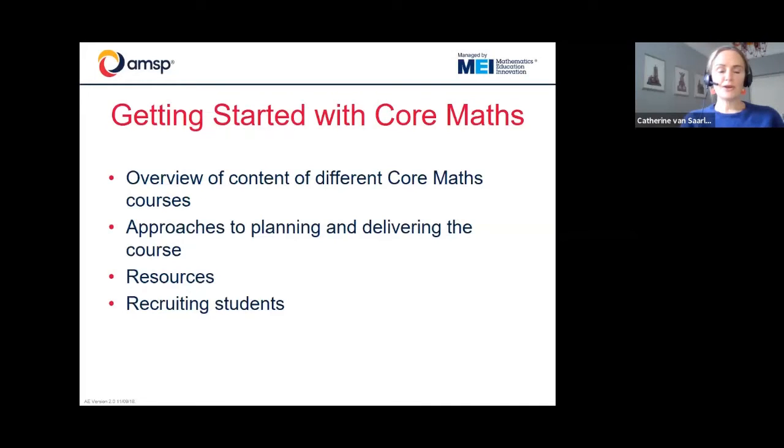And finally, we're going to look at recruiting students because the kind of students that you're perhaps targeting for core maths are ones that maybe aren't aware of the course, or also how it could benefit them in their other A-levels or course, or also perhaps in university or their future careers.